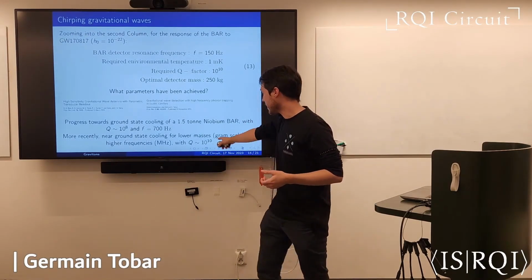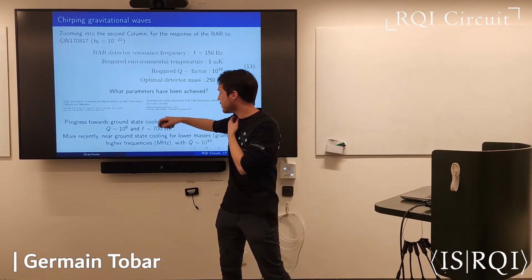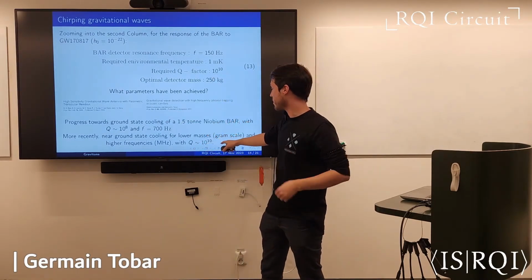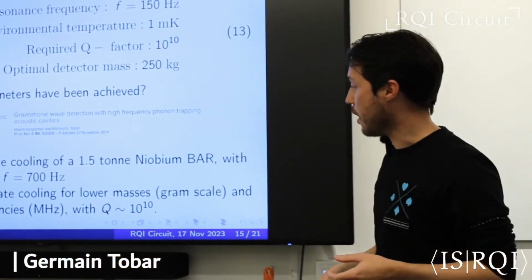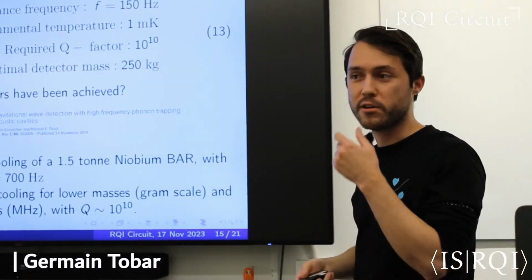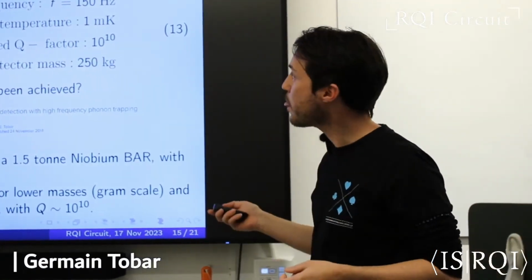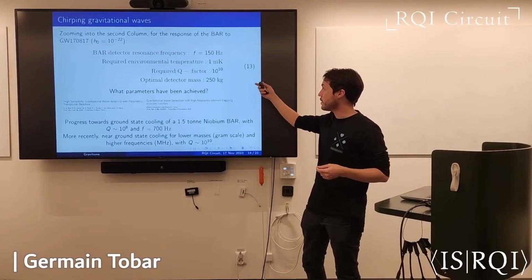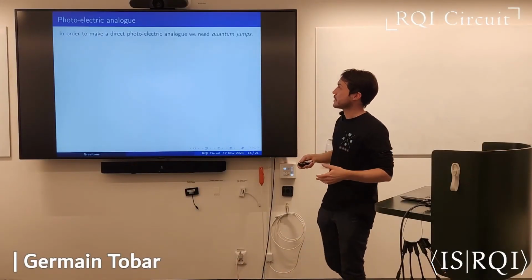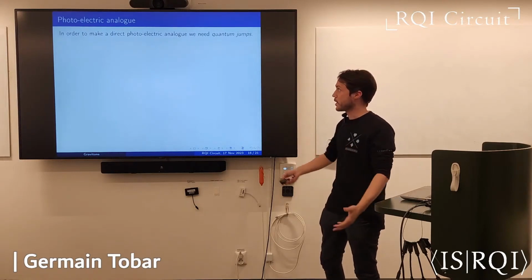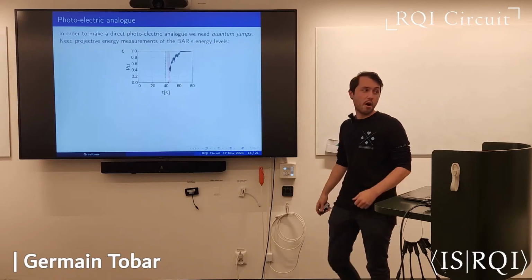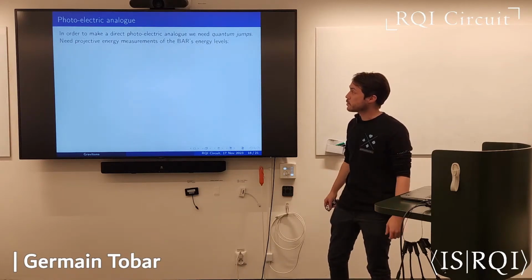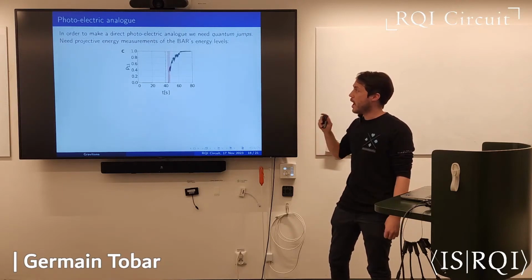And more recently, one of the same group achieved Q equals 10 to the 10 at megahertz frequencies. Okay, so that's much higher frequencies, but it's really showing you that these parameters are not impossible. However, there's one thing that I'm neglecting to mention, which is that in order to have a direct photoelectric analog, we really need quantum sensing. So we need projective measurements of the bar's energy levels. So this is what hasn't been achieved in a system of that size.